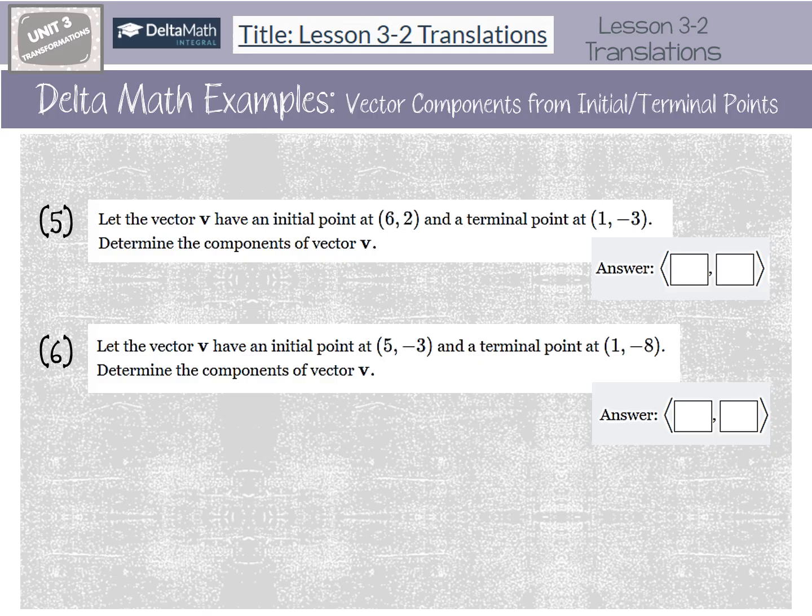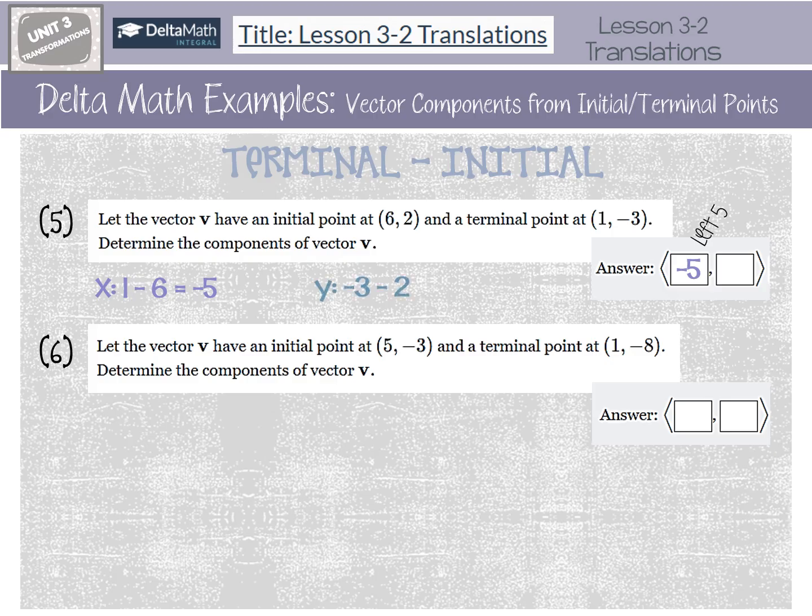A couple more Delta Math problems. Let vector v have an initial point of (6, 2), terminal point of (1, -3). Determine the components. Well, we have to see what happened to go from 6 to 1 for the x's and to go from 2 to -3 for the y's. Given the terminal point and the initial point, we can subtract terminal minus initial. So 1 minus 6 is -5. -3 minus 2 is -5. So we're going left 5 and we're going down 5.